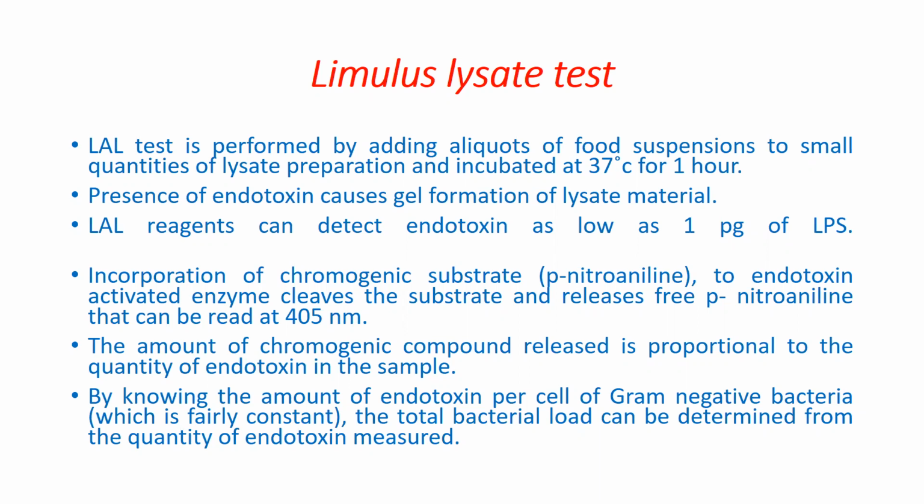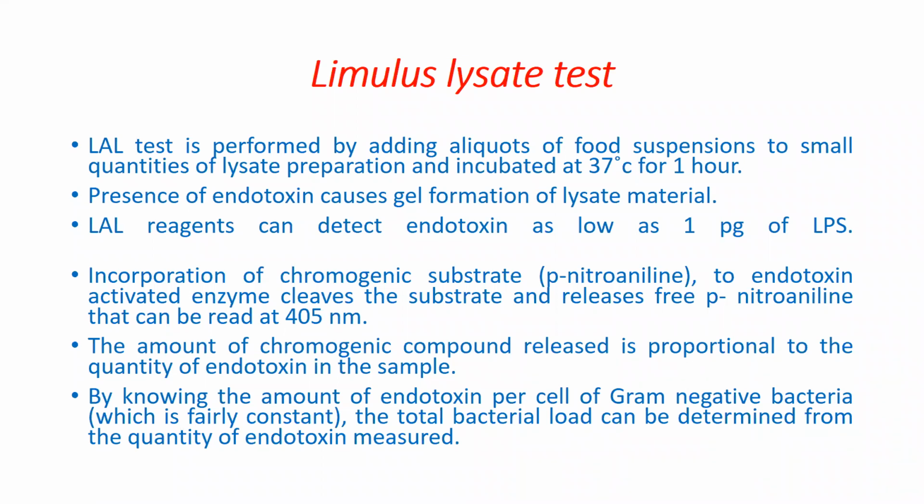Incorporation of a chromogenic substance, this para-nitroaniline, to endotoxin: the activated enzyme cleaves the substrate and releases free para-nitroaniline that can be read at 405 nm with a spectrophotometer. So if we are incorporating the chromogenic substrate, basically an aromatic compound, para-nitroaniline, the endotoxin-activated enzyme cleaves the substrate and releases free para-nitroaniline that can be read at 405 nm.